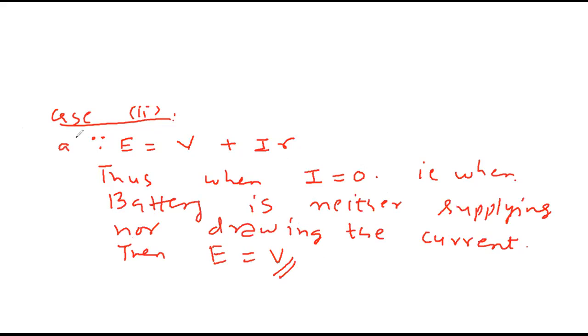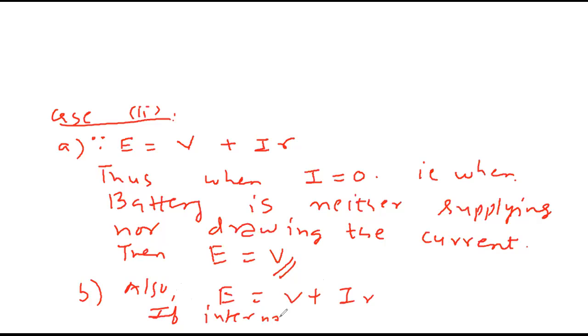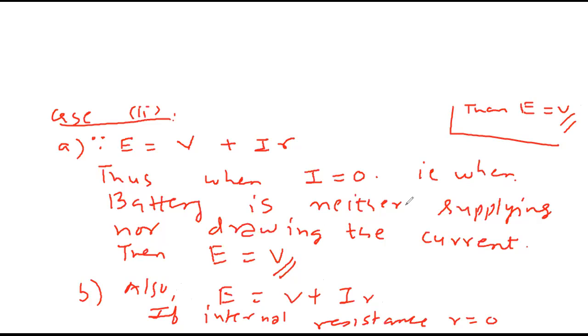Okay? Yes, sir, one minute more. Also, E is V plus I r. If internal resistance r is 0, then what will I get? E is equal to V. So E equal to V has got two conditions. Battery is not giving current nor taking. It is also called open circuit.